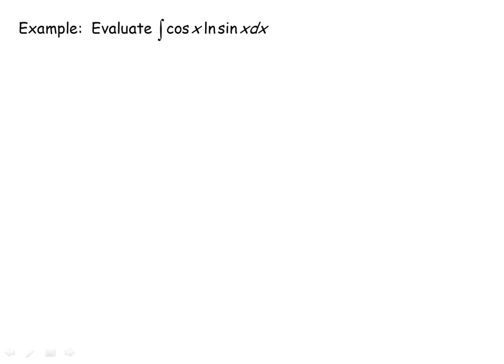Okay, let's try this one. Now, do you see the parts here? Tell me one of the parts. Not labeling, just tell me the different parts in this problem. Do you see one of them? Cosine x. What's the other one? Natural log of sine x. That's the argument of your natural log. And what's the other one? dx. All right.